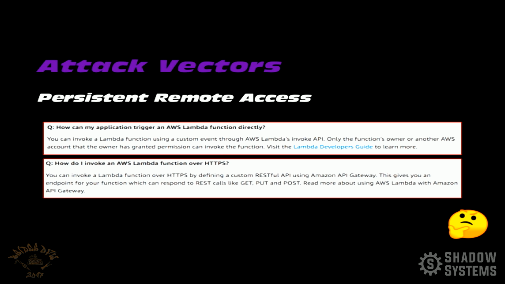This gives you an endpoint for your function which can respond to REST calls like GET, PUT, and POST. Read more about using AWS Lambda with Amazon API Gateway.